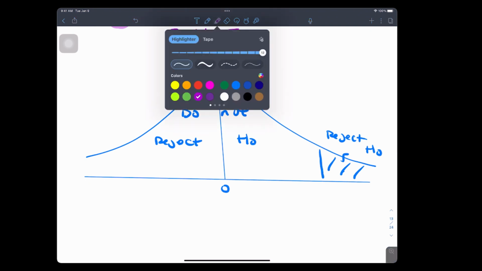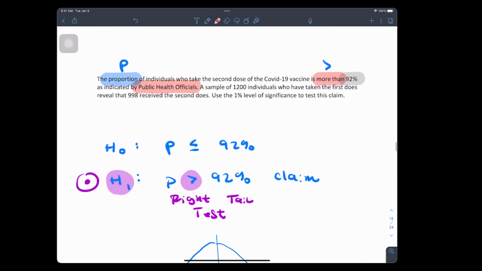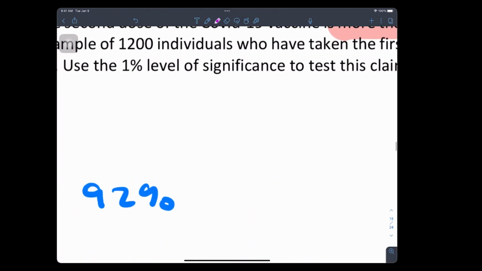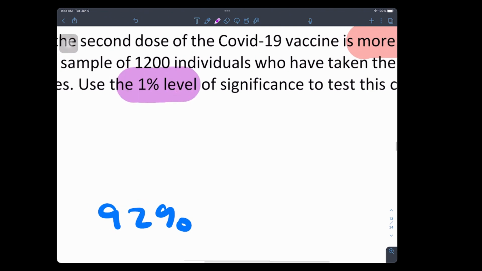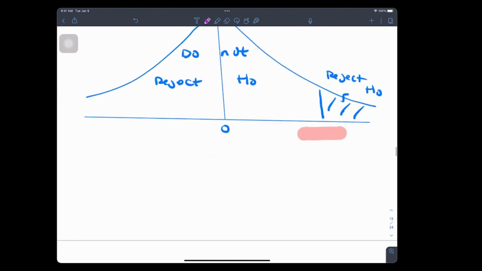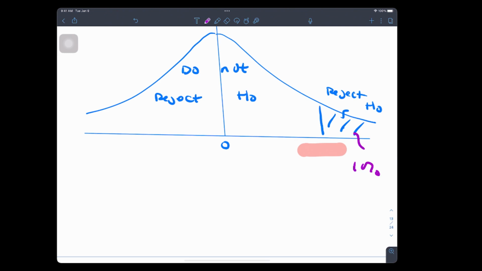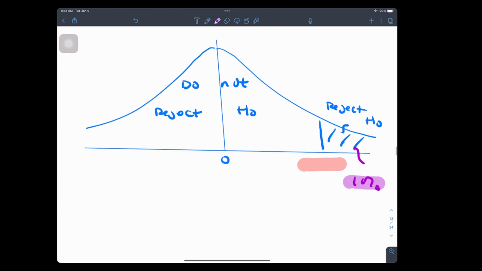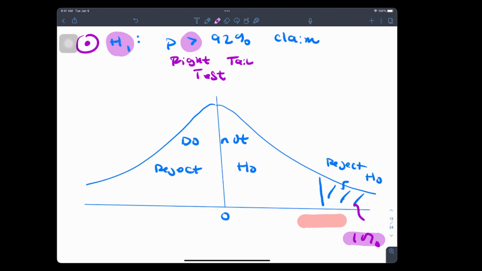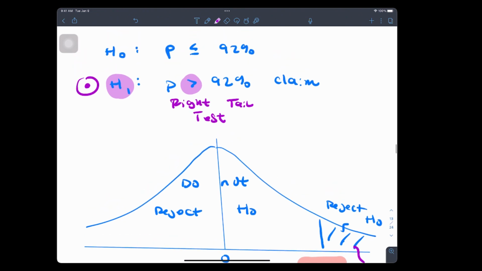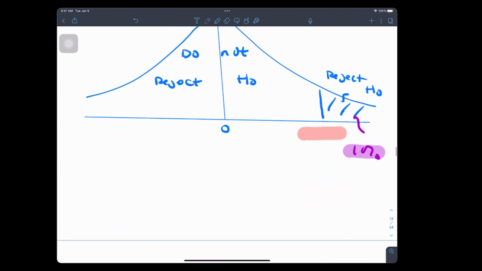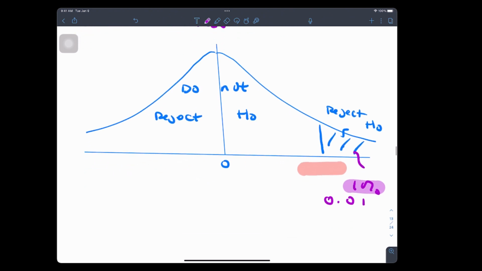Now, in order to get your critical value again, what do you guys need to know? You need to know the level of significance. So they're going to say use the 1% level. Alpha is 1%. Level of significance is alpha. That goes down here. So 1% is down here. How do you represent 1%? 1% is 0.01. Is that true? Okay. So we need a critical value.